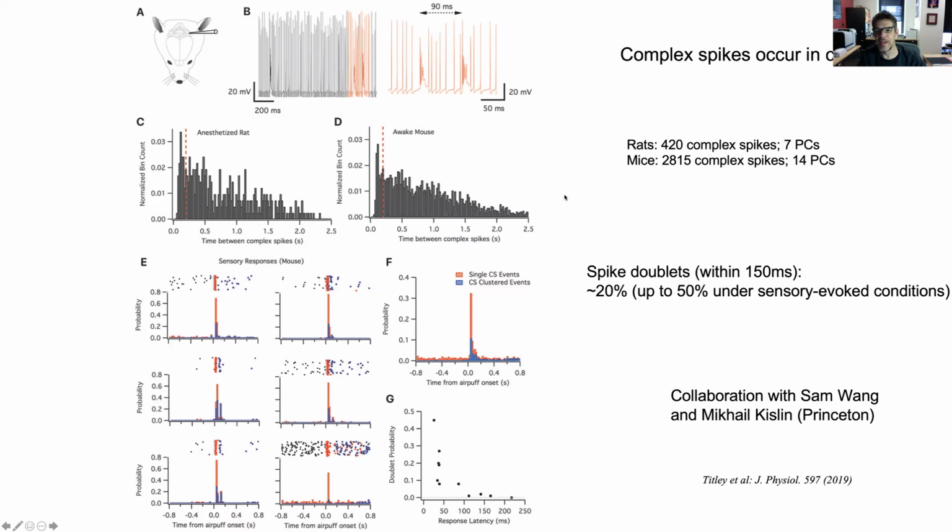You see here an example, and we observed that complex spikes do occur occasionally in these clusters, like here 90 milliseconds apart. And then we teamed up with Sam Wang at Princeton and Mikhail Kislin, and they did some extracellular recordings, so we could increase the numbers here. And we found that in a lot of cases, actually, there are these clusters. I'm not taking you through all that, but in awake and sensory evoked conditions, we found that in a time period of 150 milliseconds, 20% on average and up to 50% in individual cases of complex spikes are in these tight clusters within 150 milliseconds.